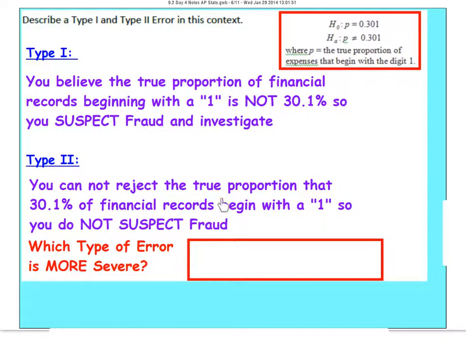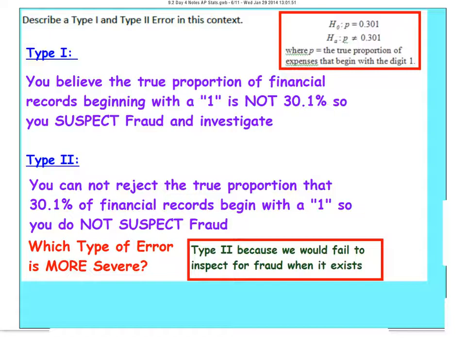Which one of these two do you think would be a bigger error to make or more severe? A type 1 or type 2 in this case? Well, we would say the type 2 is going to be a bigger issue here because we would fail to inspect for fraud when it actually exists. Yes, type 1 would be bad in that we'd be wasting our money and doing an investigation we did not need to do, but type 2 could be even more severe.